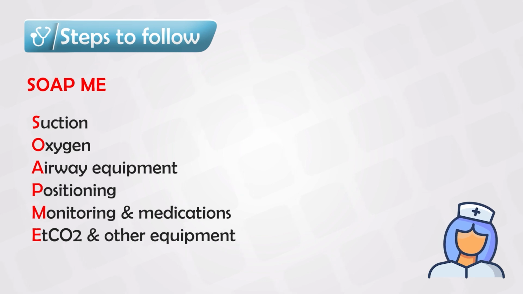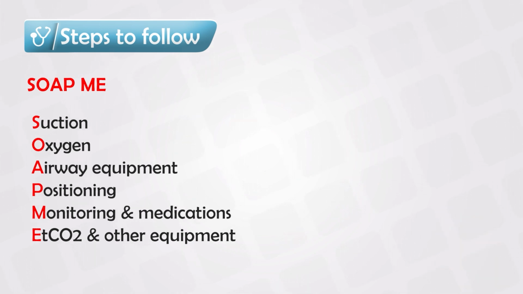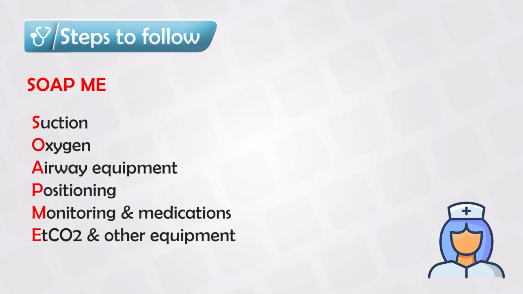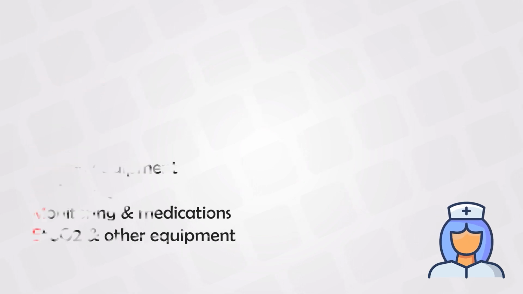Positioning. The patient should lie on their back and you should stand behind the patient's head. Monitoring and medications, which we'll talk about in a second. And ET carbon dioxide. Using the intubation equipment, you should monitor the carbon dioxide coming out of the tubes. If there is a good amount of carbon dioxide coming out, it means that the intubation is successful.